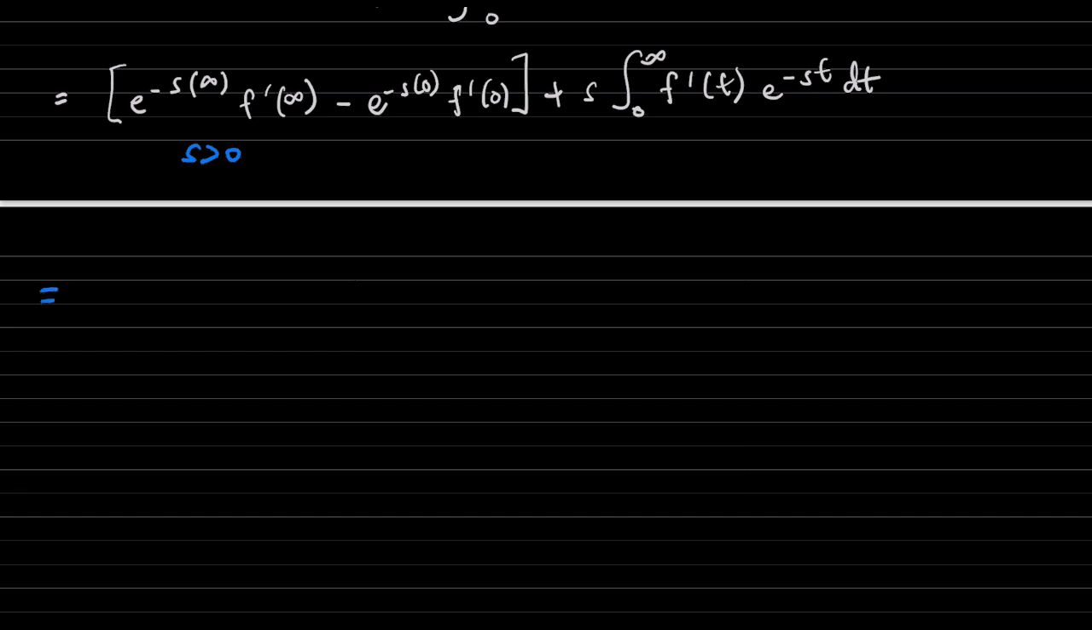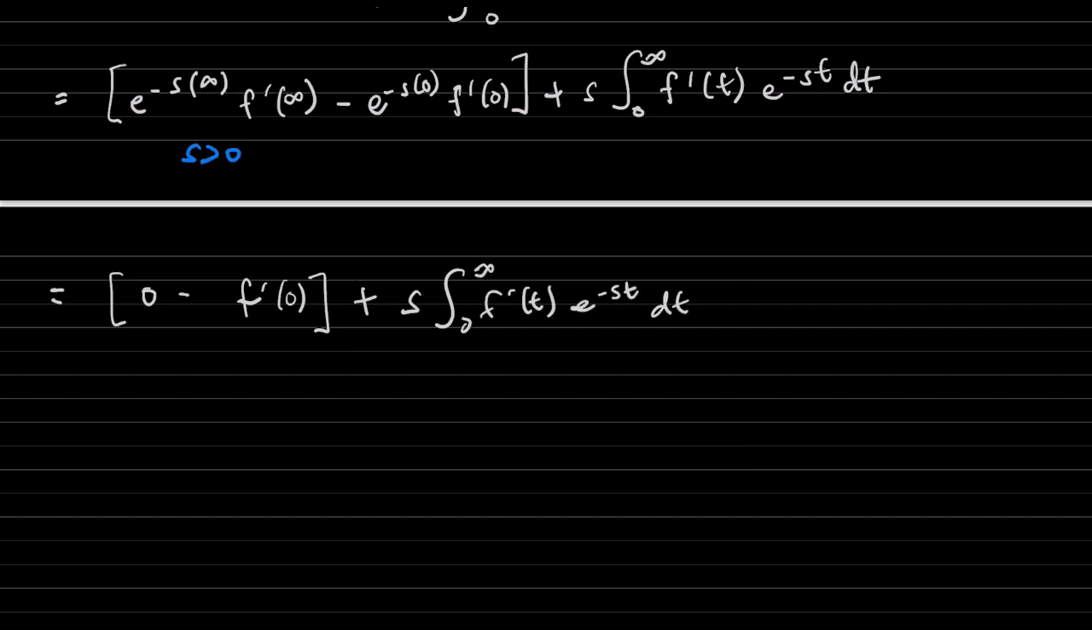So we still have to account for this. So yung shorthand notation lang natin, ito ay 0 minus, so ito ay 1, no? So 1 times f prime of 0 plus s times the integral of f prime of t e raised to negative st dt from 0 to infinity.